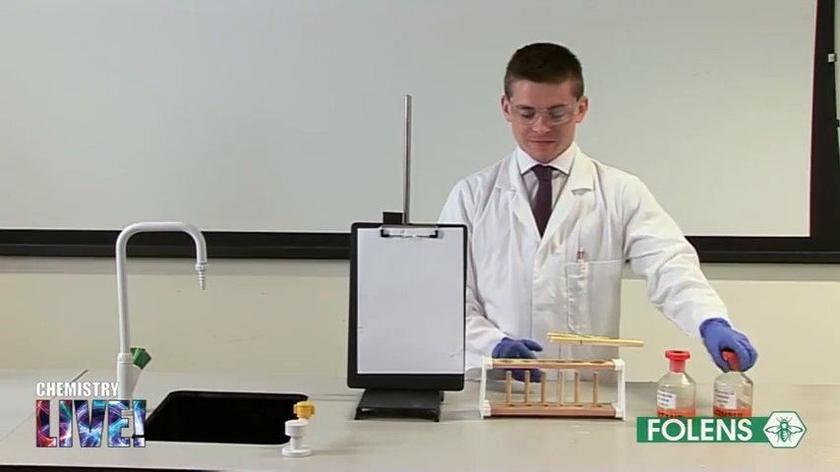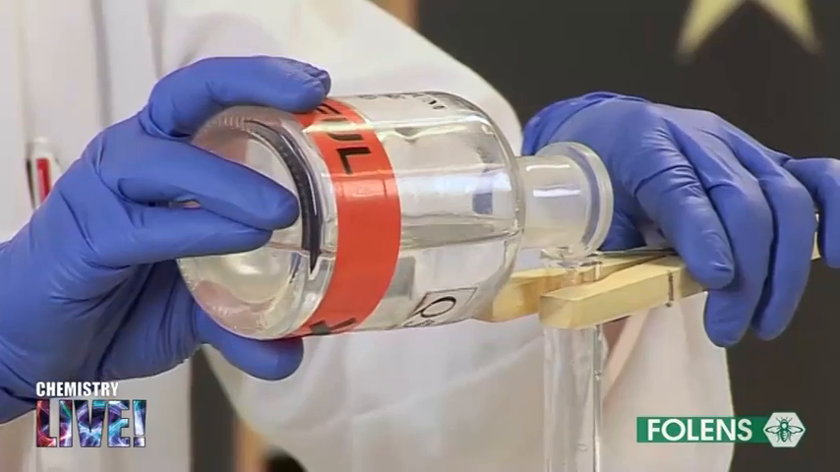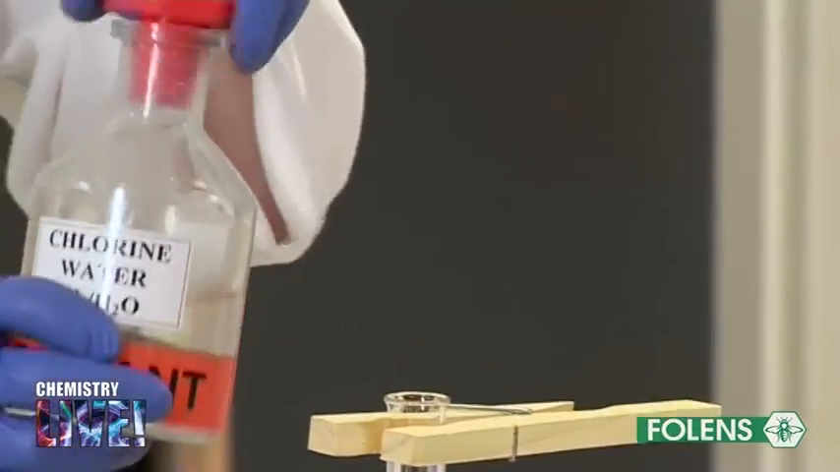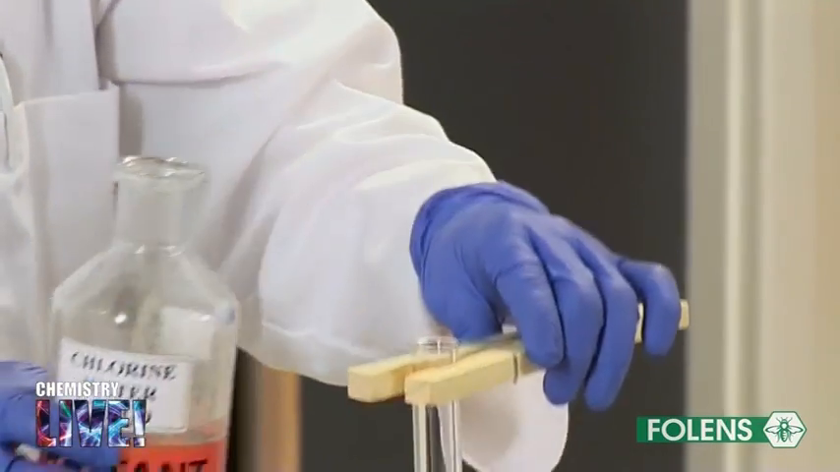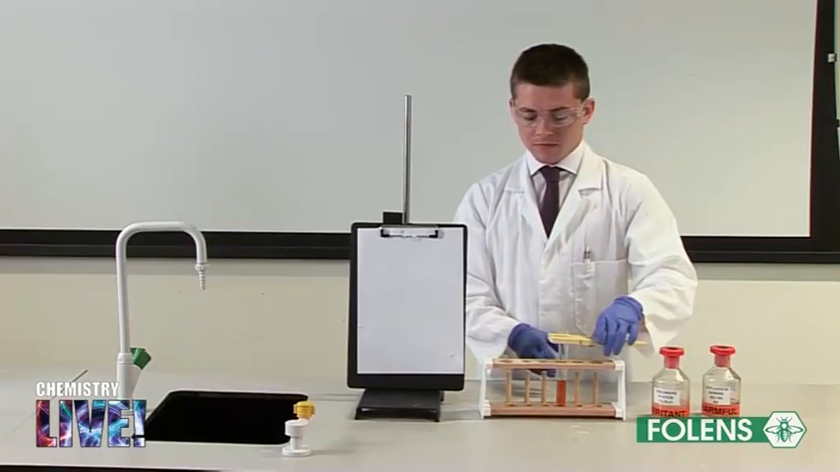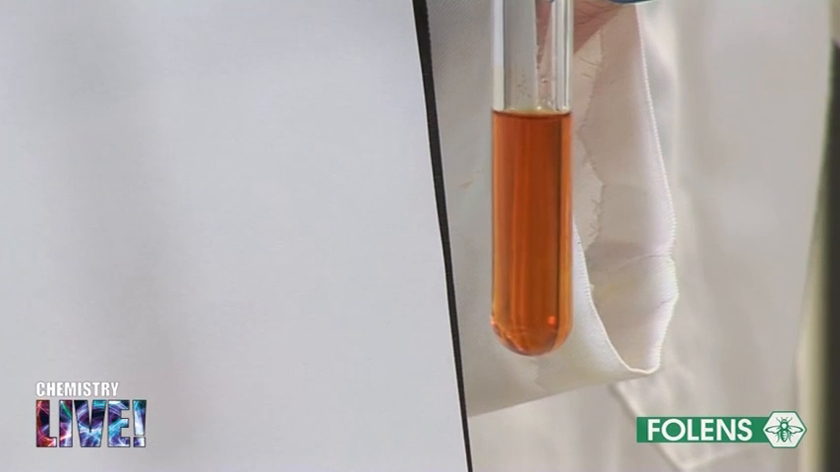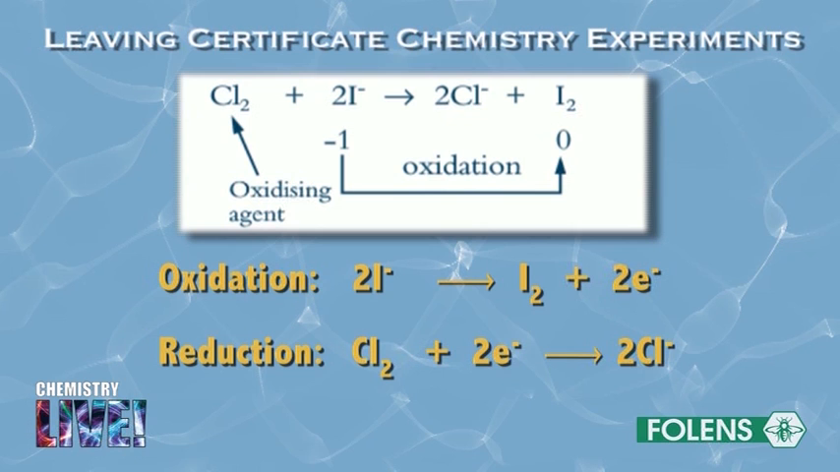Add about 1/5 of a test tube of chlorine water to the same quantity of potassium iodide solution. Note the appearance of the reddish-brown color of the iodine. The chlorine is oxidizing the iodide ions to iodine according to the equation shown on the screen. We can conclude from this experiment that chlorine displaces iodine from a solution of the iodide salt.